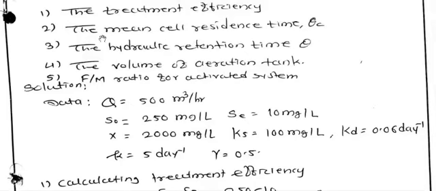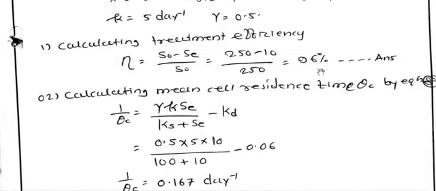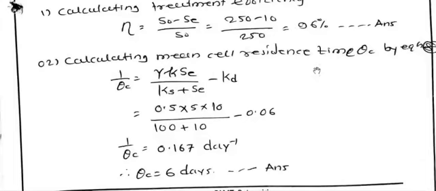After that, let's check another thing. They ask for the mean cell residence time, that is theta c. How do we calculate theta c? For that, we should know the formula. Theta c is equal to Y times K times Se divided by Ks plus Se, minus kd. We have the values of Y, K and Se. We also know Ks and the effluent substrate concentration, so we can easily calculate these values.